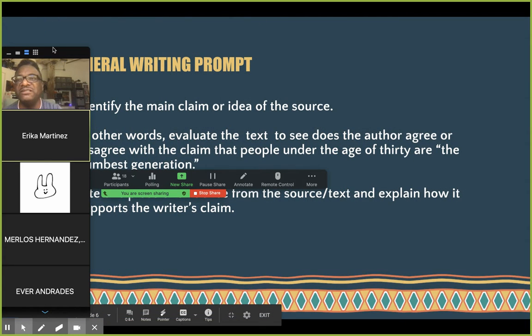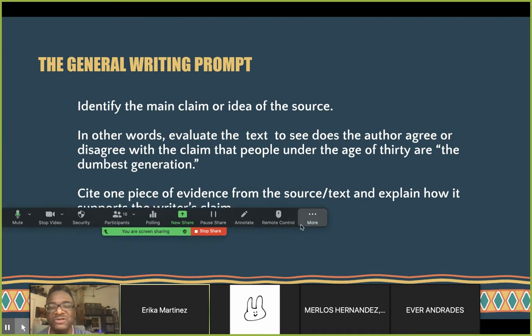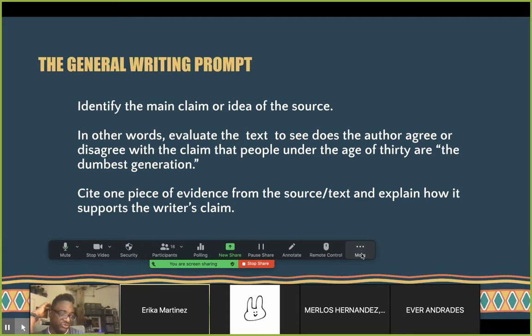So everybody look right here. This is what you're going to be writing on today. It's a very limited thing. So you're not going to be doing any major writing. You're going to probably write 3 to 4 sentences, and you're going to do that collaboratively, working with other kids in your group. So you're going to identify the main claim or idea of whichever article I assign you to.